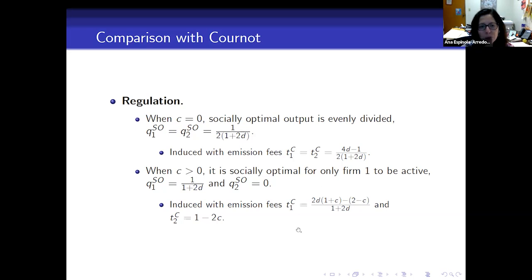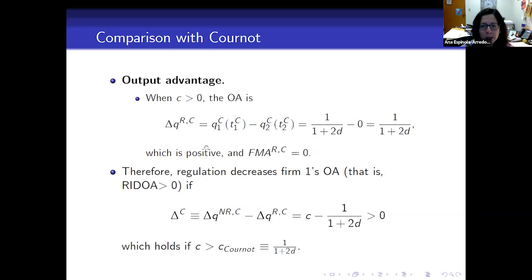So in terms of firm one's output advantage, we observe that this output advantage is positive and it decreases in the pollution intensity or the environmental damage. So following the same steps as in the case of the Stackelberg situation, we calculate the regulation-induced decrease in output advantage. And we observe that that's positive now.